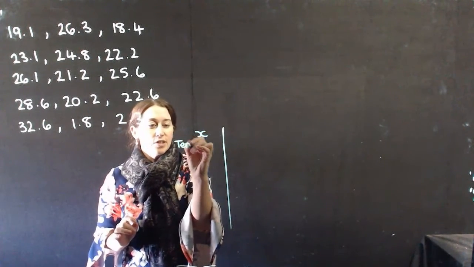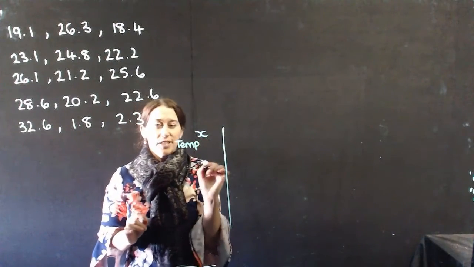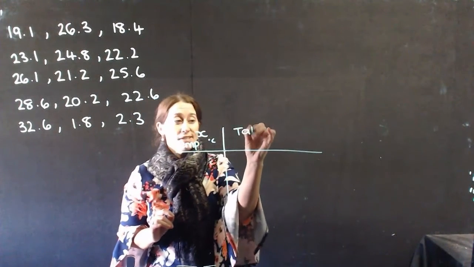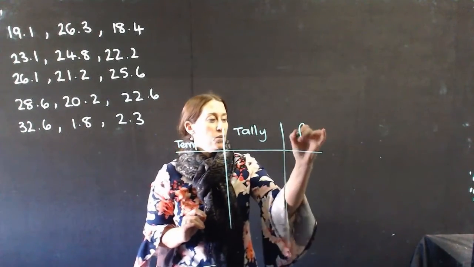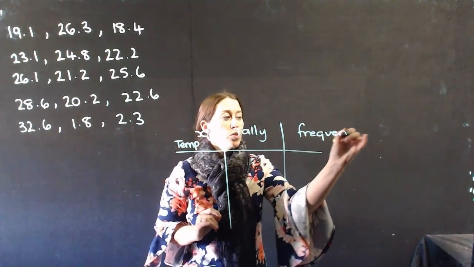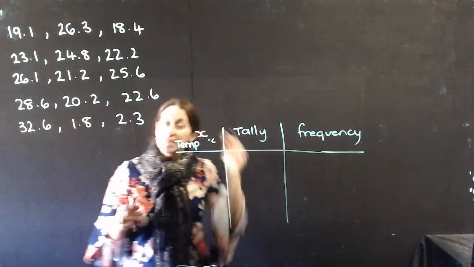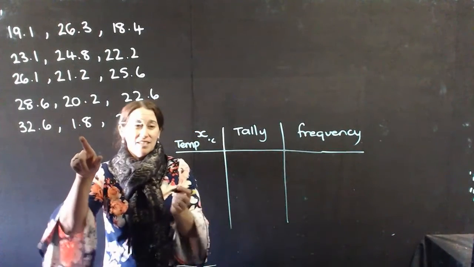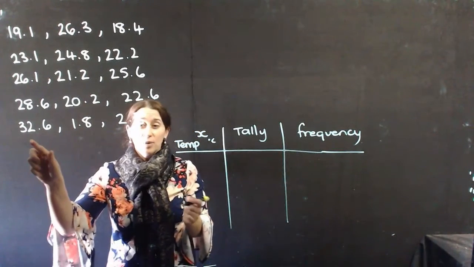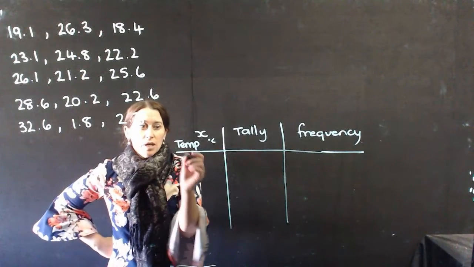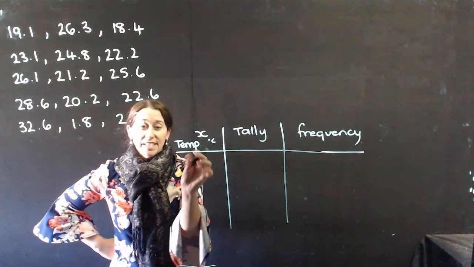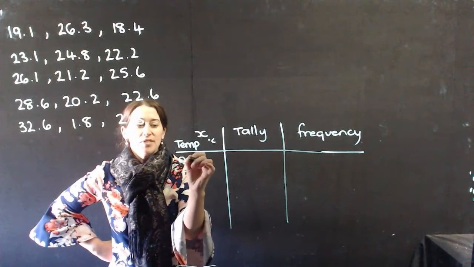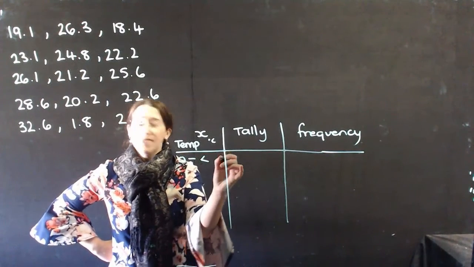But what we're going to do is group the data. I'm just going to write temp, degrees Celsius. And I'm still going to do a tally because remember this is about organizing, and then frequency. Now, I'm going to do groupings and then decide which ones. Now, I get to decide the groupings. My lowest number is 1.8 and my highest number is 32.6. So, one of the things I could do, and I need to have the groupings equal, I would start at perhaps 0 to under 10.